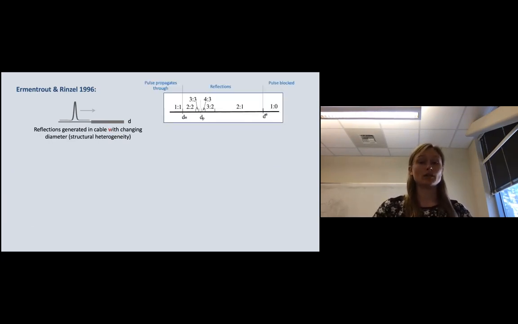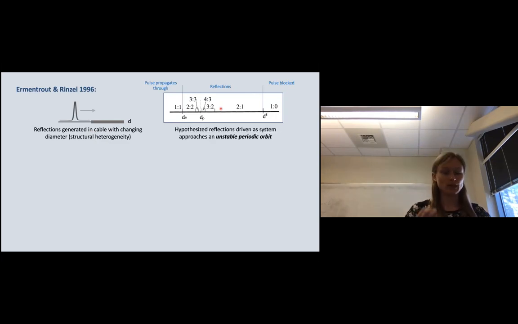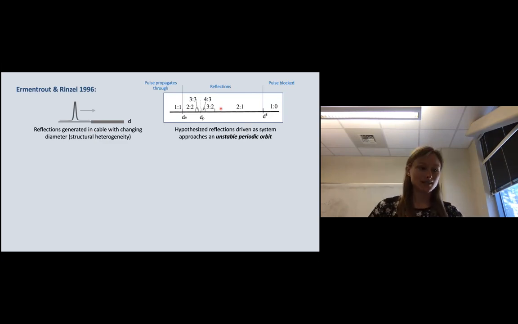Whereas if the diameter, that D of that thicker cable, was small enough, you could have the pulse propagate through. If it was too large, the pulse would be blocked. And in the middle, they could see the subsequent series of reflections. And as you tuned the diameter finer and finer, you could get more and more of these reflections. And so this behavior led them to hypothesize that reflections are driven as the system is approaching an unstable periodic orbit.